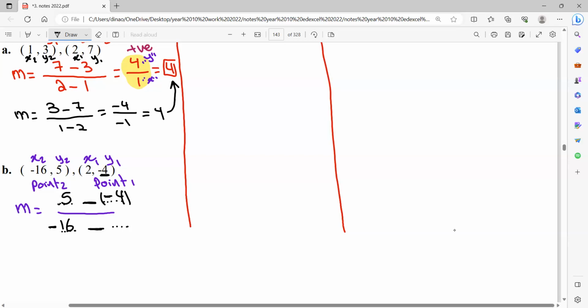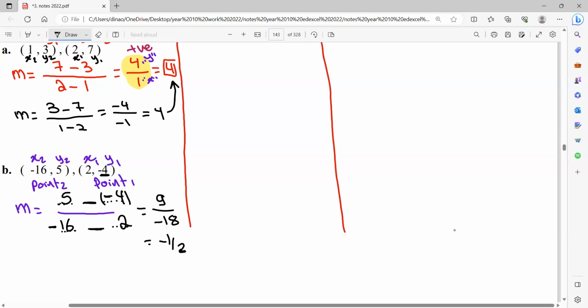x2 minus x1. Now you do the math. So 5, sorry, this is 5. 5 minus minus 4 is positive 9. Over negative 16 minus 2 is negative 18. So the simplest form is negative half. I always prefer keeping my gradient as fractions. Please, no decimals.